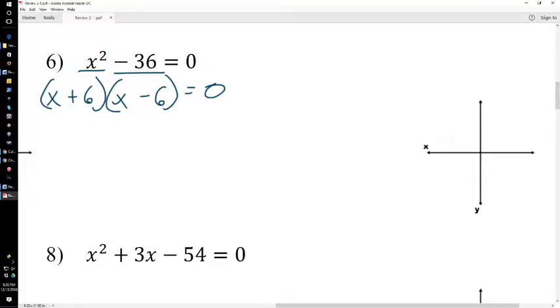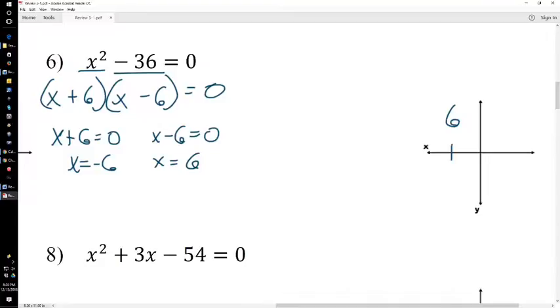From here we set them equal to 0, so x plus 6 equals 0, so x equals negative 6, and x minus 6 equals 0, so x equals positive 6. And then again, I'll go over here and graph these real quick to reiterate that the fact that these are solutions, and there you go.